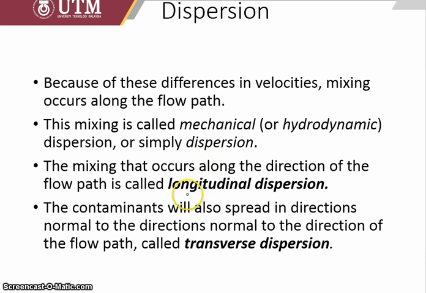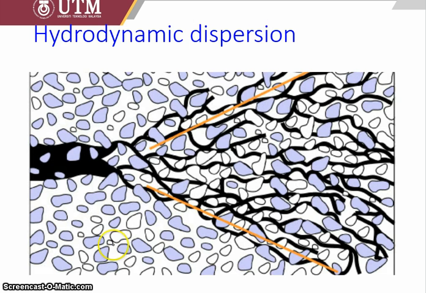So we can have a longitudinal dispersion and we also can have a transverse dispersion. This is an example of what contaminants having hydrodynamic dispersion look like. The path length is quite varied, so they can disperse here or there and so on.